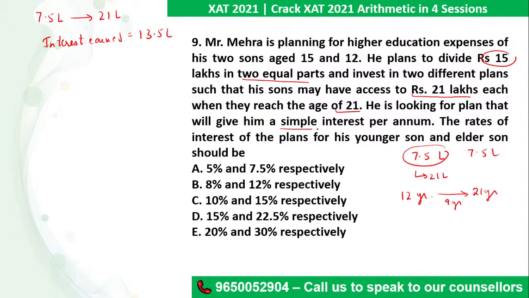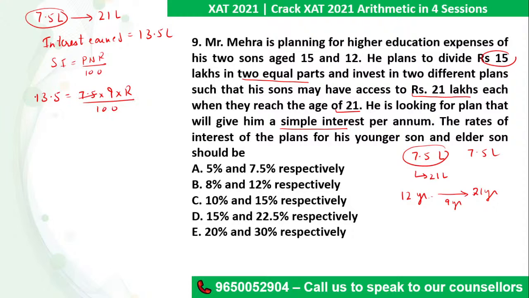So it is a case of simple interest. So just apply the formula. SI is PNR by 100. So you want an interest of 13.5. The principal amount is this. Number of years is 9. The rate we need to find, by 100.